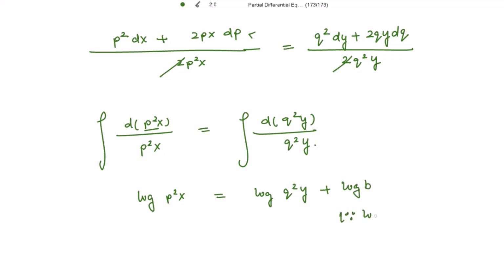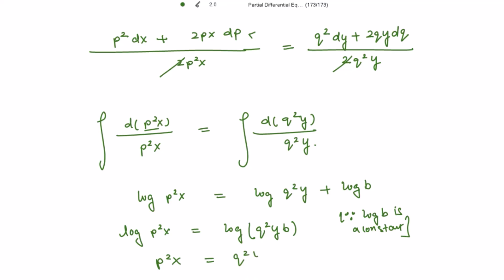Here log of b is the constant. Okay, so this is log of p square x equal to log of, by applying the property, q square y into b, right? And from here we get p square x equal to q square y b, right? And now we need to find the complete integral. We get the relationship between p and q. And now to get the values of p and q, let's use the given equation. What is the given equation? It is p square x plus q square y equals z. So using this given equation, we can get the values of p and q.